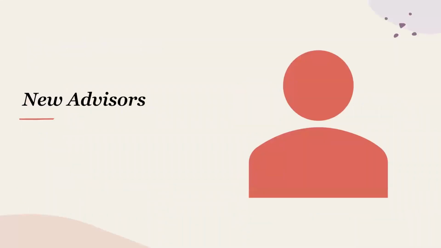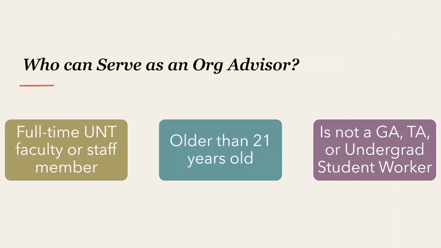So, as a new advisor, who can serve as a new advisor? Any full-time staff or faculty member who is older than 21 years old and is not a GA, TA, or undergrad student worker here at UNT.